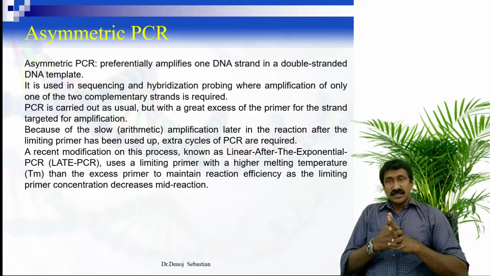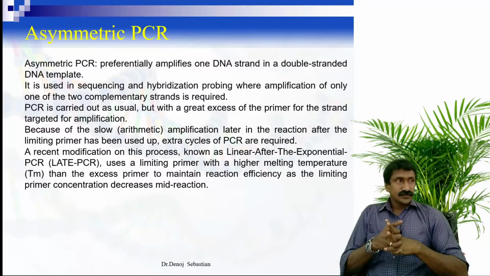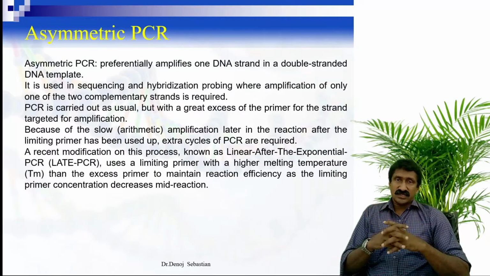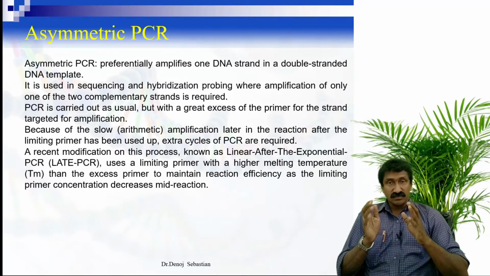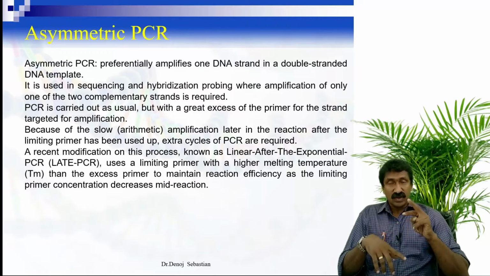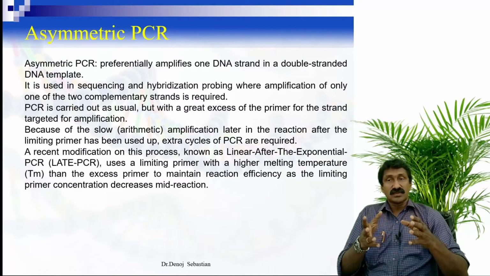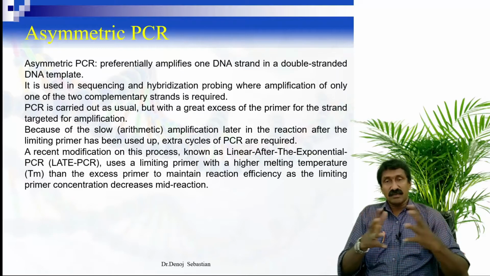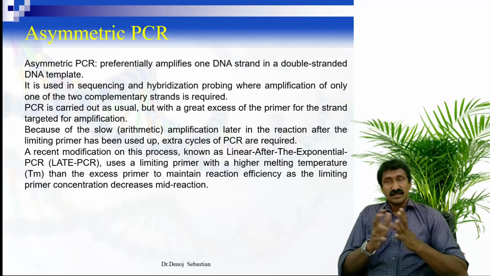So the next one is asymmetric PCR. Asymmetric PCR preferentially amplifies one DNA strand in a double-stranded DNA template. Normally, a normal PCR amplifies both the strands with two primers, or a primer pair. So both the strands will be equally amplified. But if you are targeting a single strand amplification, not the amplification of both the strands of the DNA, then asymmetric PCR is the choice.